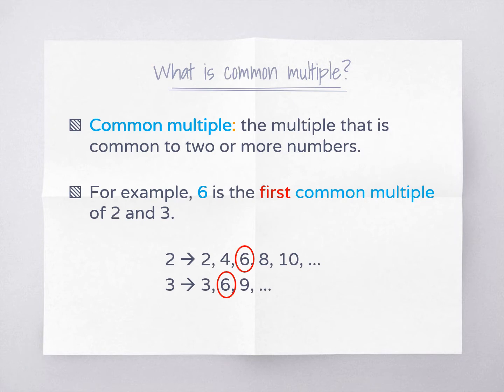For common multiple, when you say common multiple, it is actually the multiple that is common to two or more numbers. For example, 6 is the first common multiple of 2 and 3. As you can see, if we skip count by 2, it will be 2, 4, 6, 8, 10, and so forth. And then we have 3, 6, 9, and so on and so forth. So based from the multiples, 6 is the first common multiple of 2 and 3.